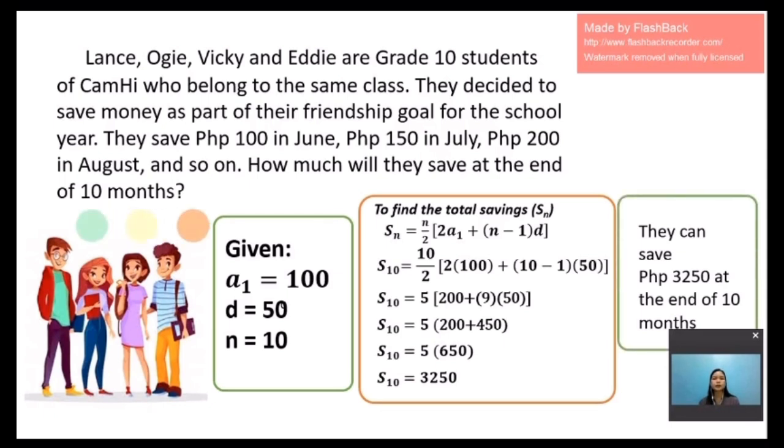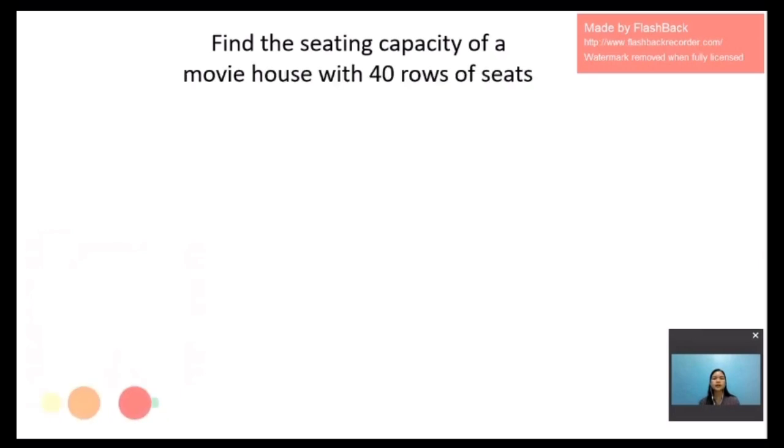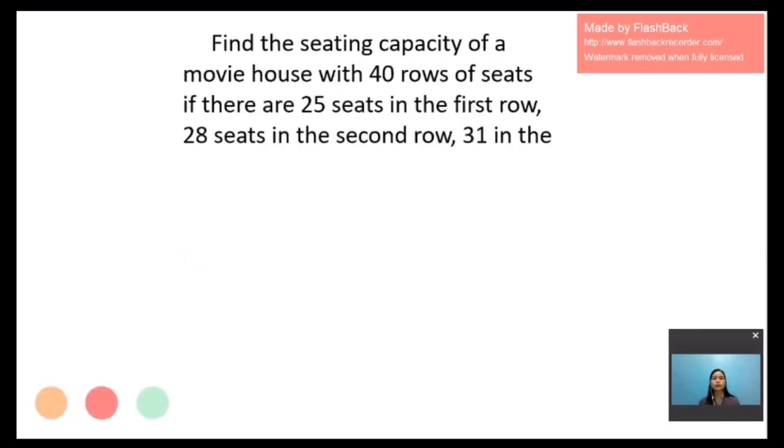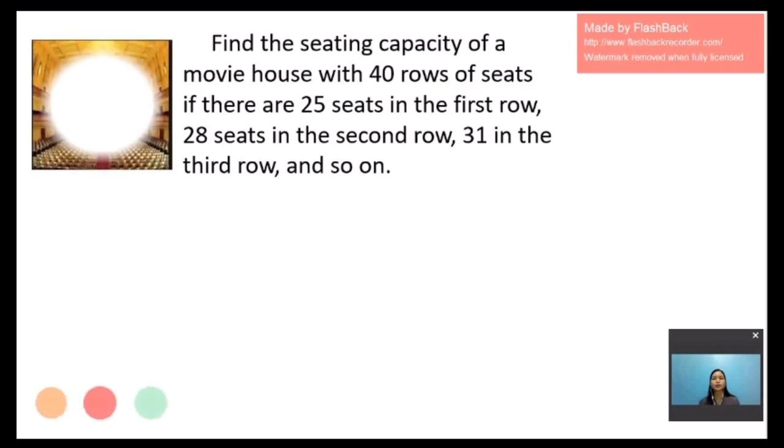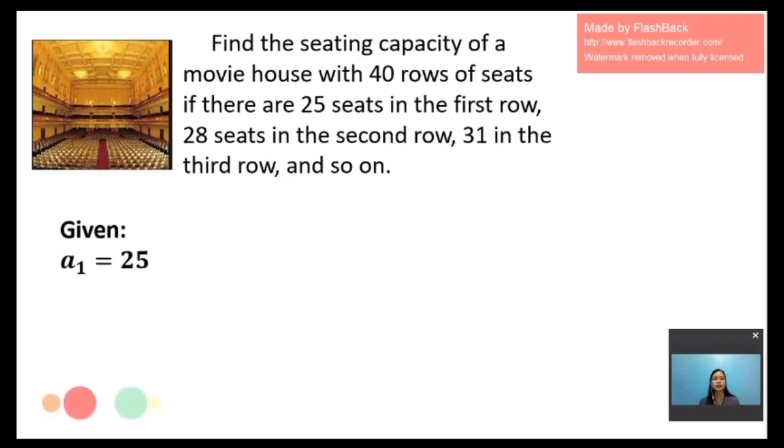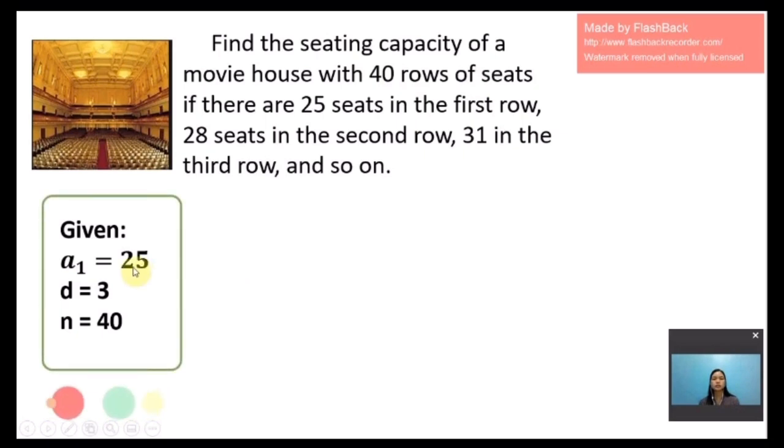So another example: find the seating capacity of a movie house with 40 rows of seats if there are 25 seats in the first row, 28 seats in the second row, 31 in the third row, and so on. So to find the seating capacity, let us first write the given. We have a sub 1 is 25 since there are 25 seats in the first row. d is 3 since we have 25, 28, and 31. The common difference is 3. And then n is 40 since we have 40 rows of seats. So these are the given.